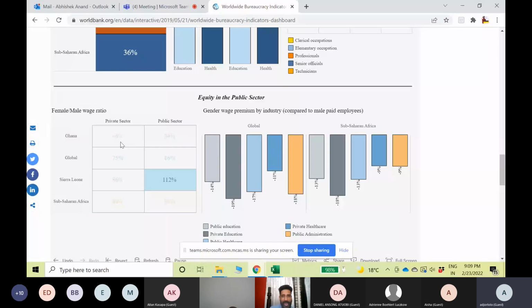But why do you think we have these numbers for Ghana? It does better in most of the things that we saw earlier. But when it comes to the wage gap in the private sector, not in the public sector, where it again does pretty well, in the private sector there's a huge disparity relative to the global average, and even Sierra Leone and Sub-Saharan Africa. Earlier, relative to Sierra Leone and Sub-Saharan Africa, Ghana did better, but not in this case. Would any one of you know what could be the reason for this wage gap for females that we see in the private sector?